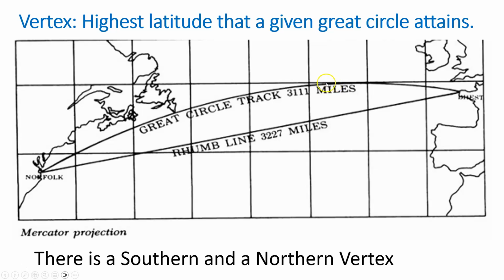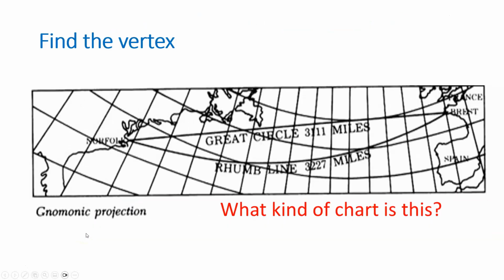Now, vertex. The vertex is the point along the great circle track where you reach your highest latitude. So that would be right around here. And if you were to follow this great circle track all the way around the world, there would be a vertex in the southern hemisphere. And whatever the number is of this latitude, let's say it was 50 north, the vertex on the other side would be 50 south. So what kind of chart is this? Mercator projection. And what kind of chart is this? Gnomonic projection. And here's our vertex on the gnomonic projection.